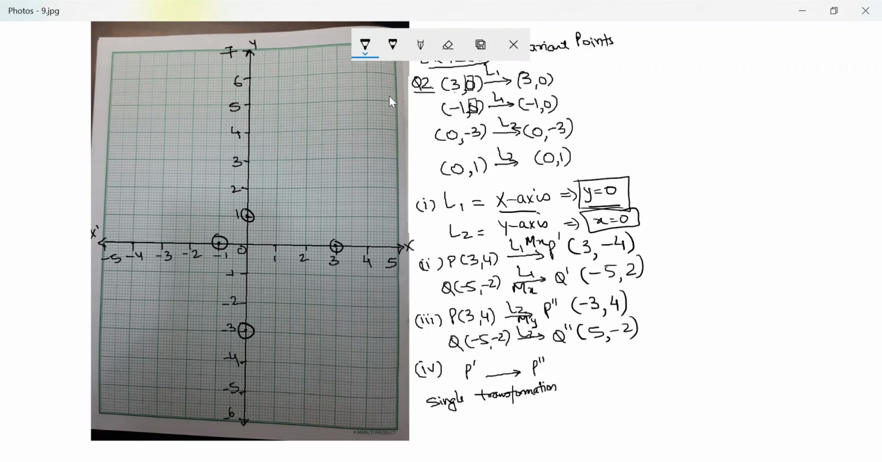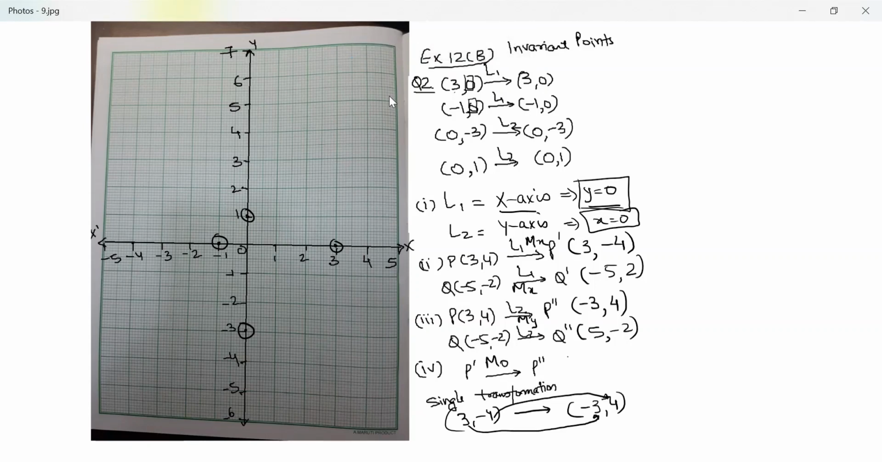Last part says state or describe a single transformation that turns P dash into P double dash. So P dash is 3, negative 4, and what should I do so that it becomes negative 3 comma 4. So 3 is changing to negative 3 and negative 4 is changing to 4, which means the sign of both of them are changing, which means this is Mo, which means reflection in the origin. Right. Yeah, that's about it.